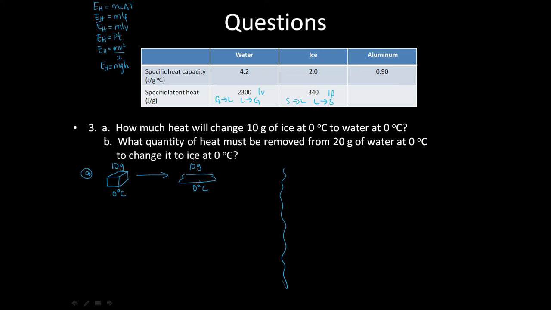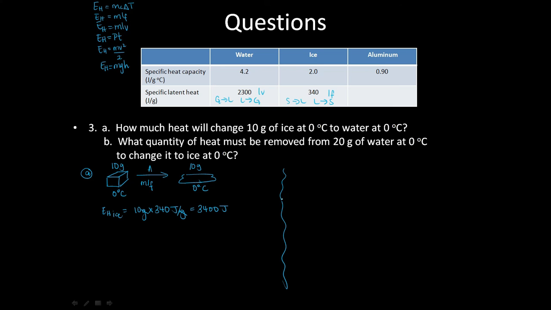So how much heat will change this? So since this is basically no temperature change, we're definitely going to be using MLF. So we're going from solid to liquid, right? So because of that, the calculation shouldn't take long, and so we're going to say EH of the ice will be equal to 10 grams of it times 340 joules per gram, and that will give us 3,400 joules. So that's how much energy will be needed to break the ice down, right?